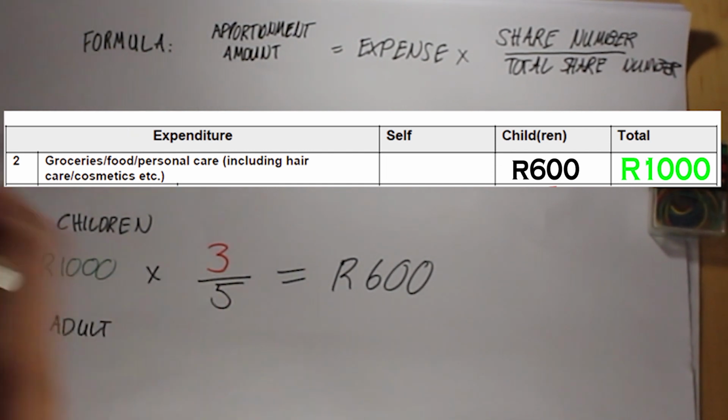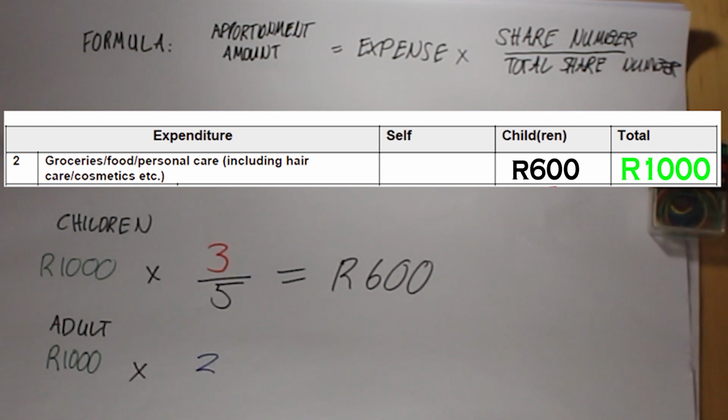Now, the same can be done for adults, just the inverse of that fraction. Now, 1,000 Rand is used times the fraction, that is 2, which is the share number of the adult in the household, over the total share number, which is 5, and that gives us 400 Rand.